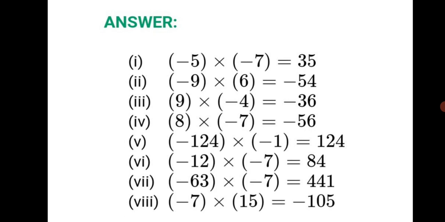Hope you have understood multiplication of integers. It's very simple. You have to multiply the two given numbers and then apply the rule of multiplication of integers for the signs. So remember students, if the signs are same, the answer will be positive. If the signs are different, the answer will be negative, minus. So do practice these sums in your notebook for a better understanding.